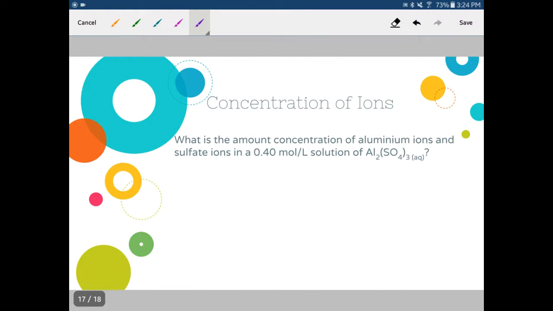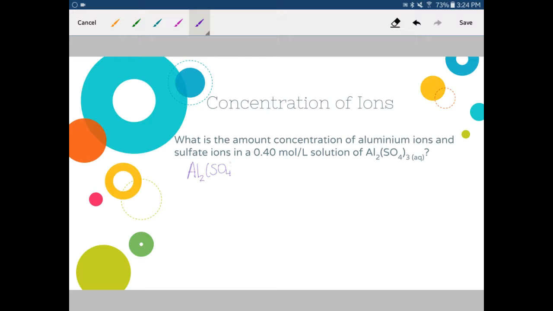Now this question says, what is the amount concentration of aluminum ions and sulfate ions in a 0.4 mole per liter solution of aluminum sulfate? So let's just start by drawing out our dissociation equation. I know that it's the dissociation because it is an ionic compound.